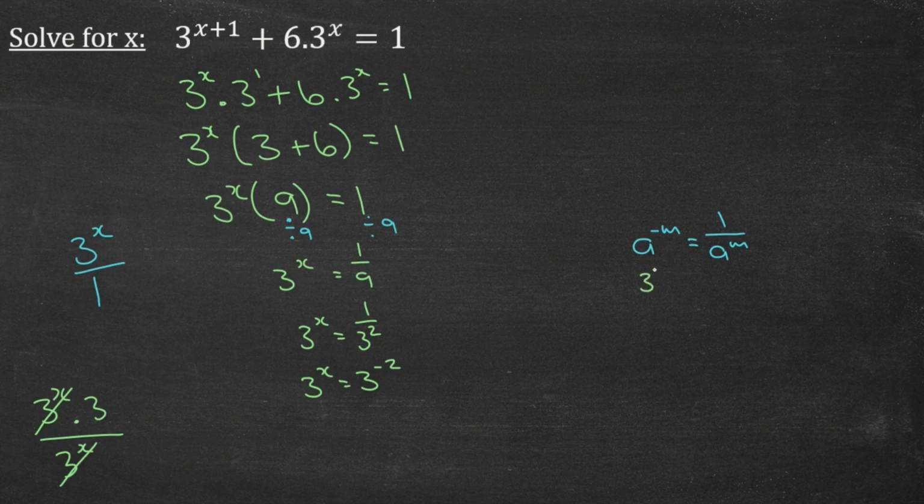See? 3 to the power of negative 2. Okay, so I made the exponent negative now. And now, can you see the bases are the same? And because the bases are the same, the exponents must be equal. Therefore, I can ignore the bases and write x equals negative 2. And this is the final answer.